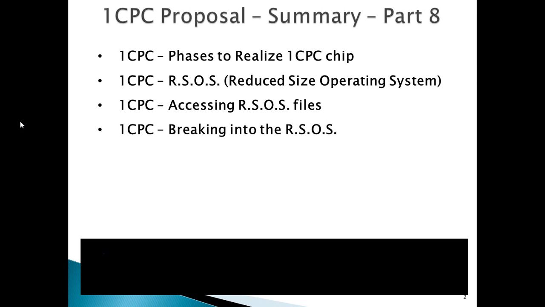One CPC proposal, summary for Part 8. One CPC, phases to realize one CPC chip. One CPC, the RSOS, the reduced size operating system. One CPC, accessing RSOS files. One CPC, breaking into the RSOS.